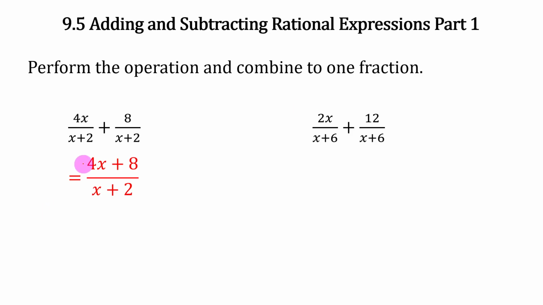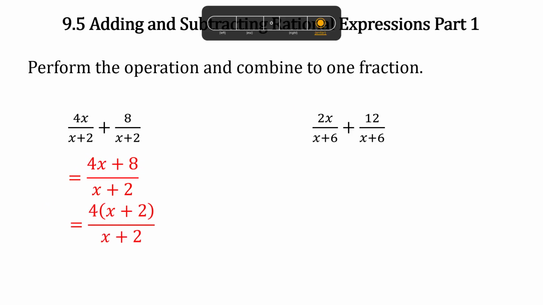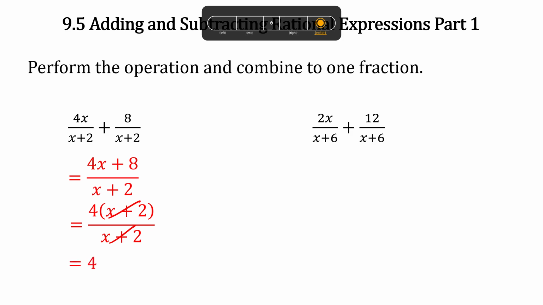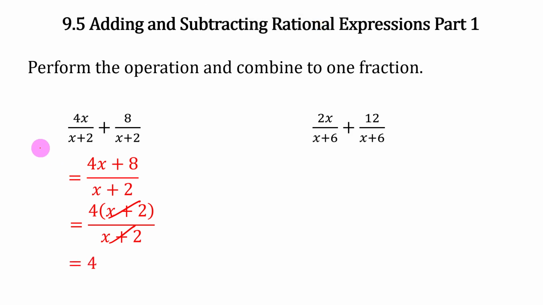Now the trick is we're going to have to do some factoring. We can factor out a 4 here. We get 4 times x plus 2 over x plus 2. The x plus 2's cancel out. Just get 4. So while we can see x can't be negative 2, any other value you put in for x, the whole answer will just come out to 4.